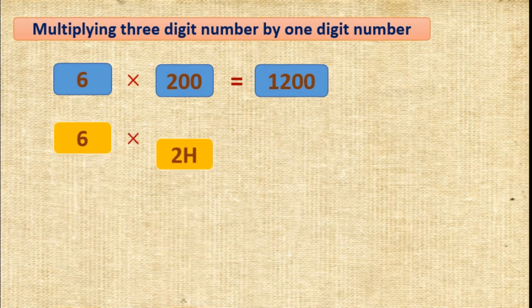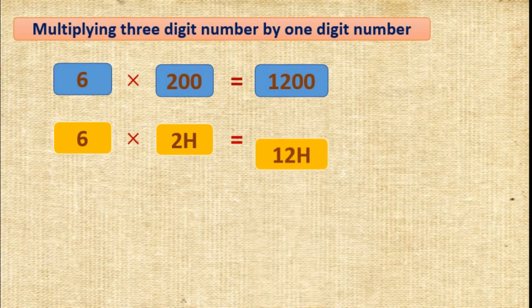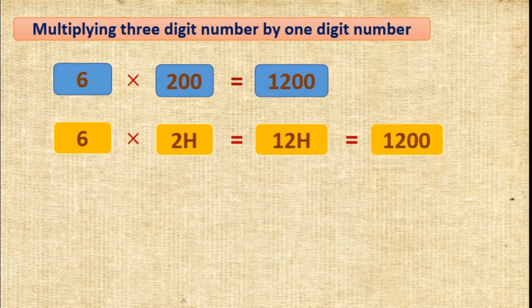Then 6 multiplied by 2h. 2h means 200 is equal to how much? 6 2s are 12. So 12h. 12h means how much? 1200. Correct? 100 has 2 zeros. So we have replaced this h by giving 2 zeros.